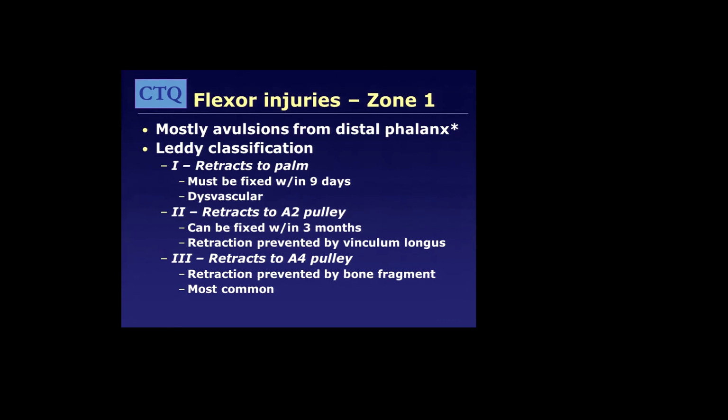Type 1, the tendon retracts into the palm. Type 2, the tendon retracts to the A2 pulley. Type 3, it retracts into the A4 pulley, and that's typically associated with an avulsion fracture.